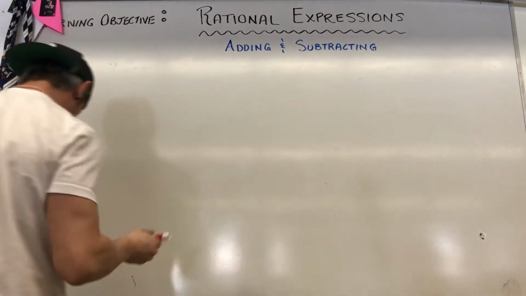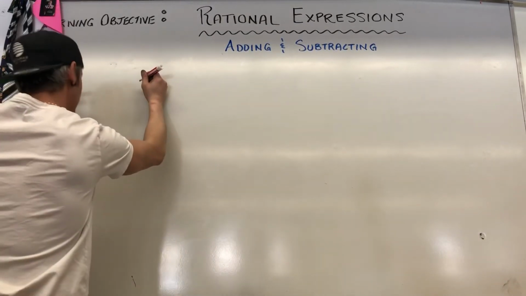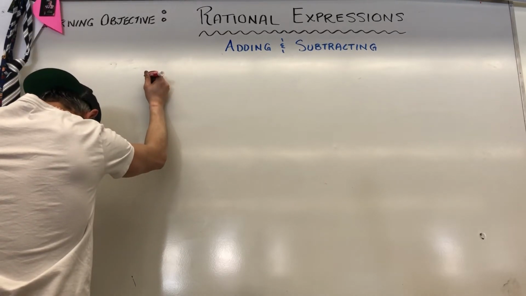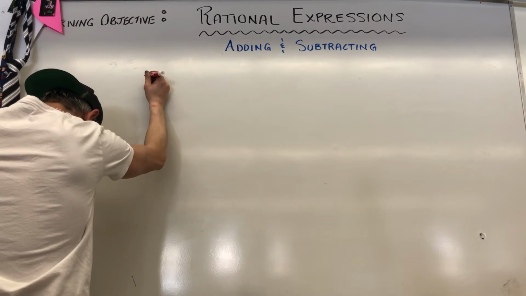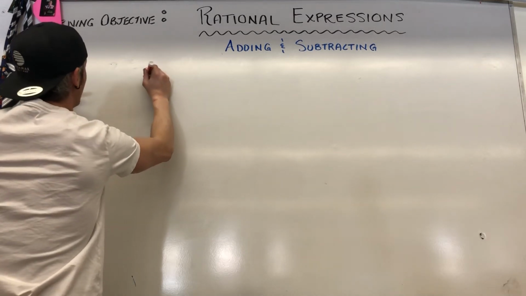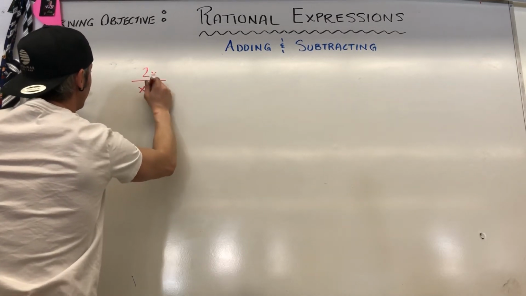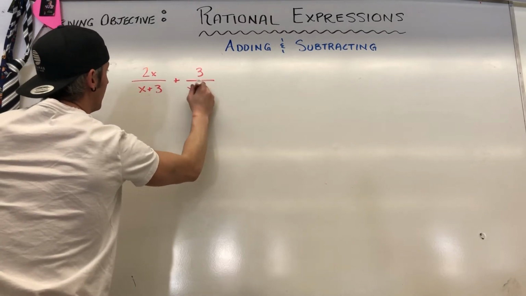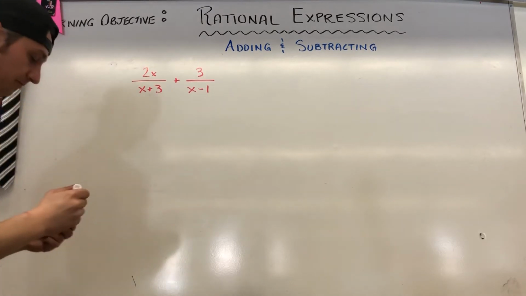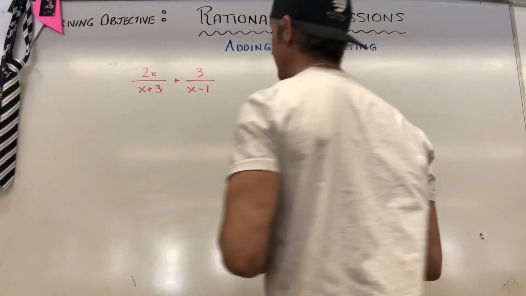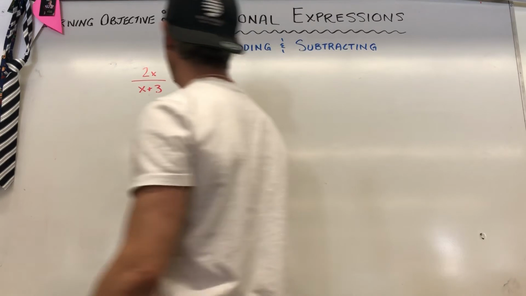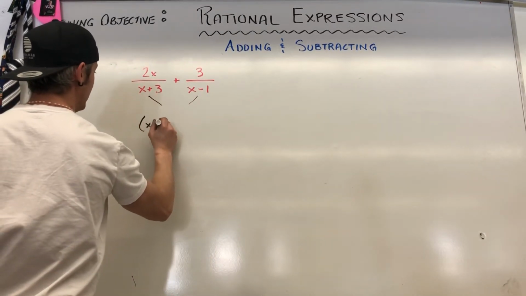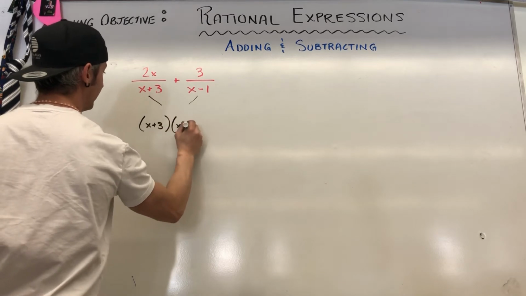Okay, so let's say I had something, it's not so bad. Even Mariah could do this one. I'm just going to come up with it. So I've got 2x over x plus 3 plus 3 over x minus 1. Okay? That's it. So my common denominator here is just going to be this times this. So my common denominator is x plus 3, x minus 1.